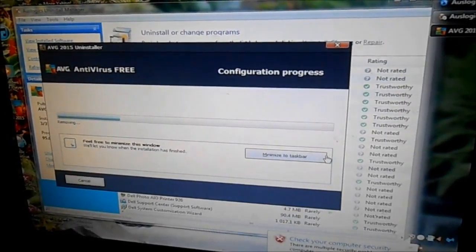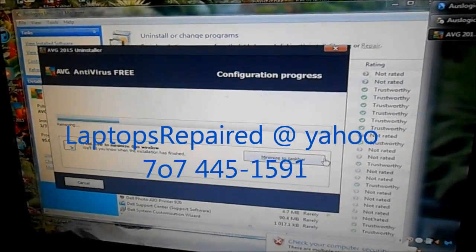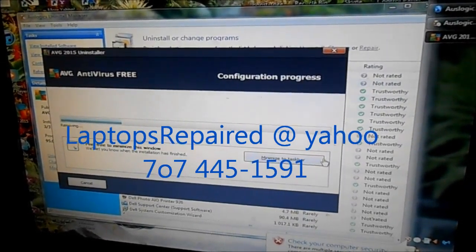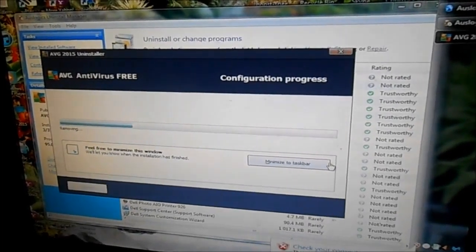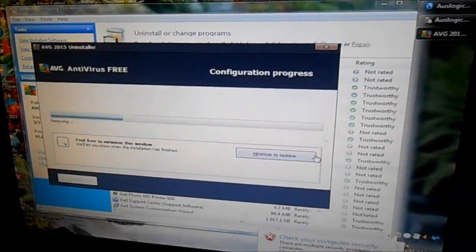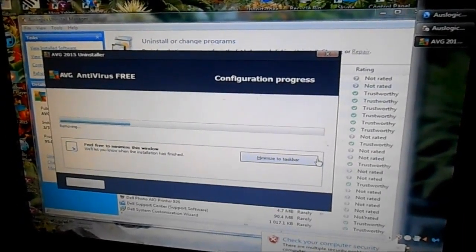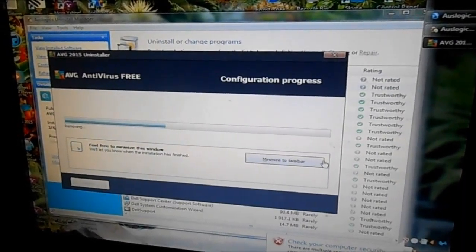I recommend Microsoft Security Essentials, OSLogix, Malwarebytes, Super Anti-Spyware Remover, and AWD Adware Remover.